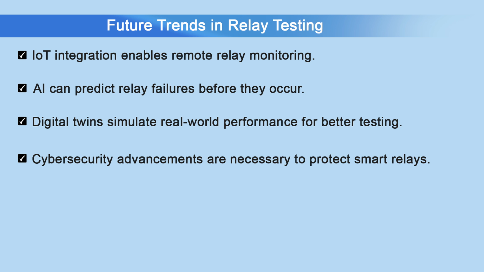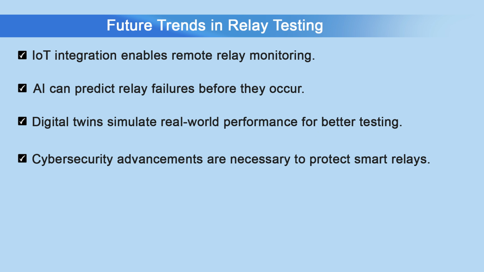Next, artificial intelligence in testing. Artificial intelligence algorithms are being developed to analyze testing data, predict potential failures and optimize relay settings dynamically. This can process large volumes of data from multiple relays and identify patterns and trends that human operators might miss. This can lead to more accurate predictions of relay failure and more efficient maintenance schedules.